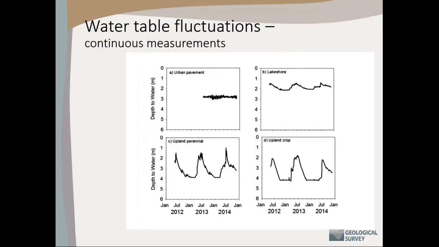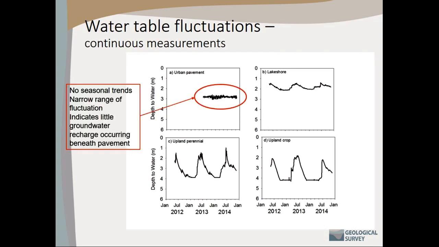So we put transducers in a lot of locations. You can kind of see what we said before: at the lake shore there was less fluctuation, and on the upland areas we had more fluctuation. This was interesting. I commandeered a well from an underground storage tank investigation that was installed under pavement. It's pretty clear we don't get a whole lot of groundwater recharge occurring under pavement. I find that kind of interesting for folks to consider, that you don't really see that.